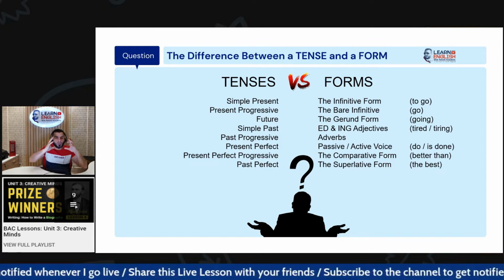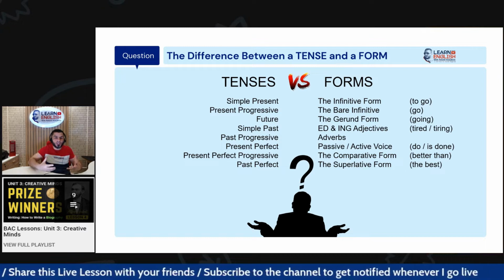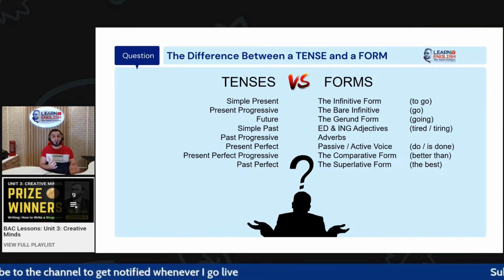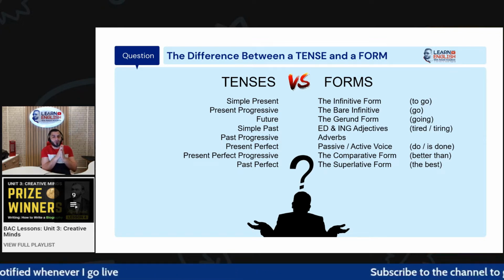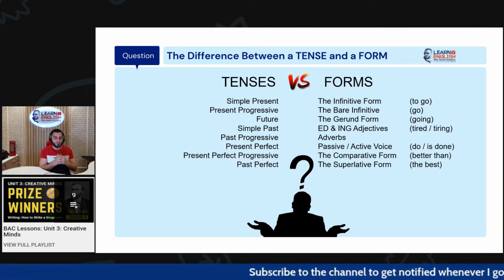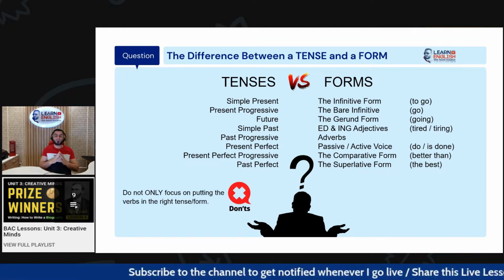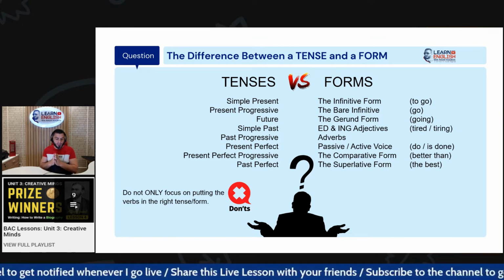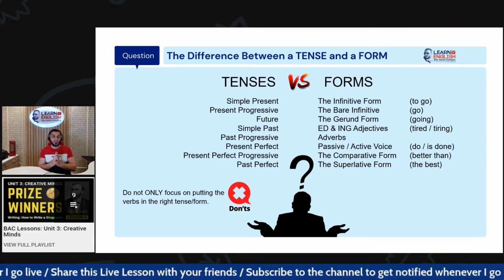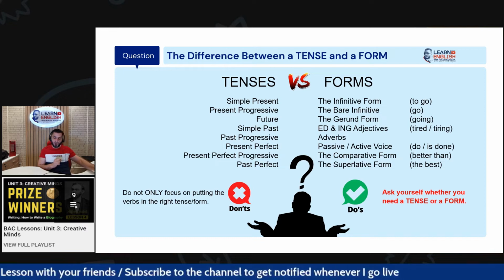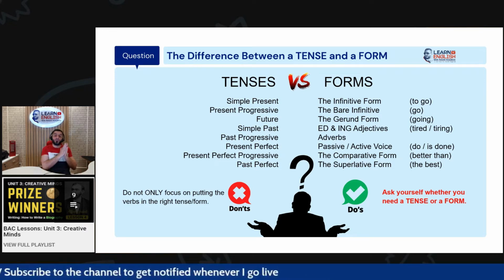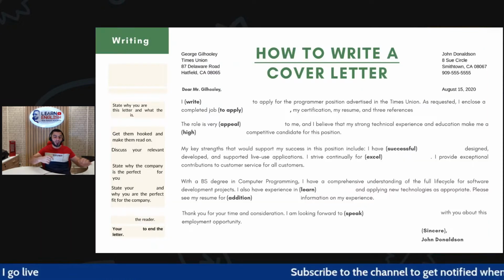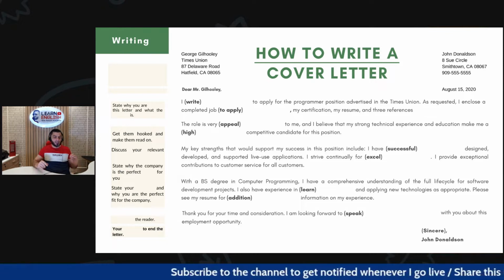So when you are going to answer this question, you have to put in the right tense and in the right form. It's not only about tenses or about forms. It's a mixture of both of them. Is it clear here? So what is my point? My point is that you should not only focus on putting the verbs in the right tense or form. You have to ask yourself whether you need a tense or a form in each gap. And that's what we are going to do now with this exercise.